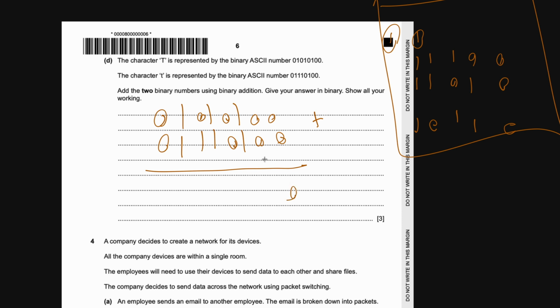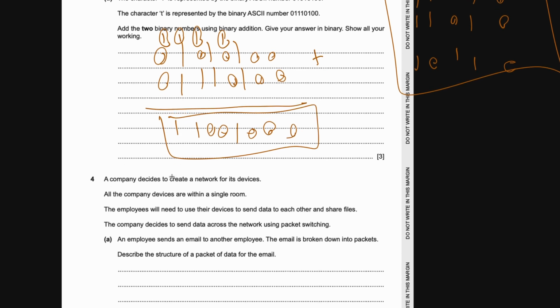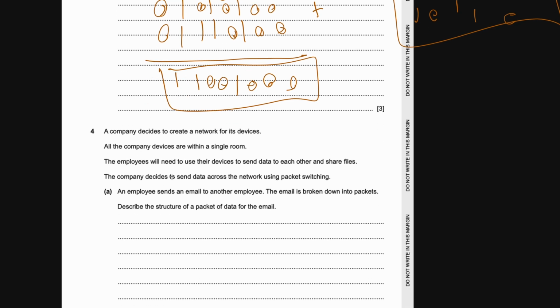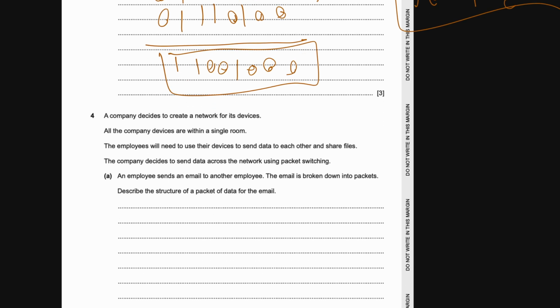0 plus 0 is 0. 0 plus 0 is 0. 1 plus 1 is 0, carry 1. 1 plus 0 plus 0 is 1. 1 plus 1 is 0, carry 1. 1 plus 1 plus 0 is 0, carry 1. 1 plus 1 plus 1 is 1, carry 1. 1 plus 0 plus 0 is 1. This is our answer. So, for question 4, a company decides to create a network for its devices.